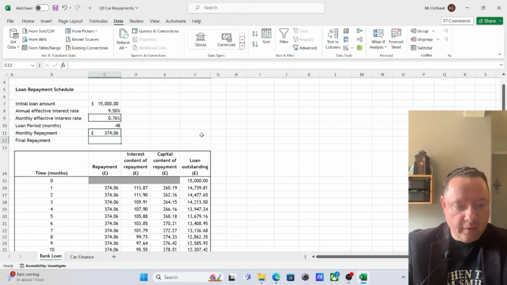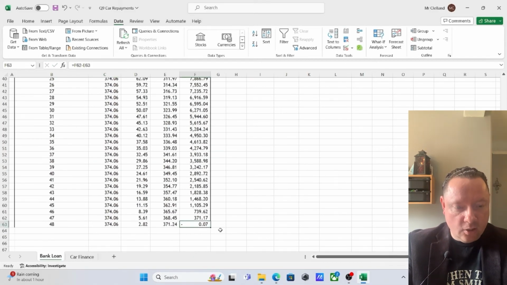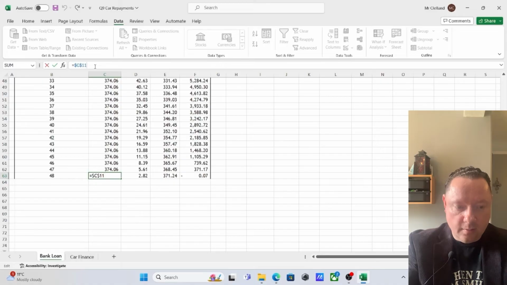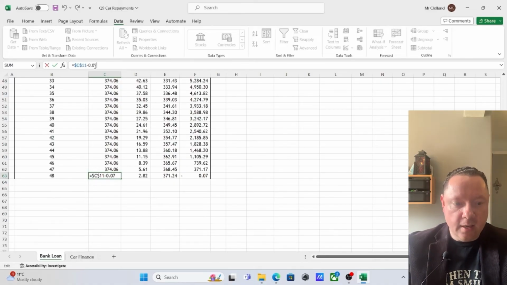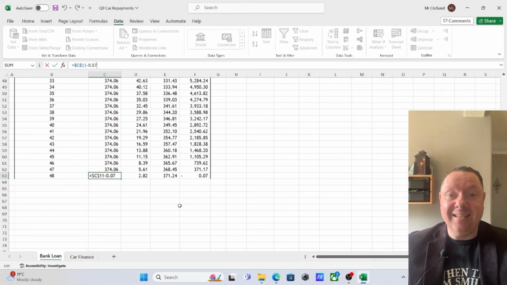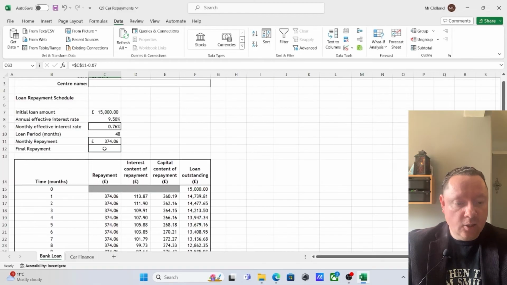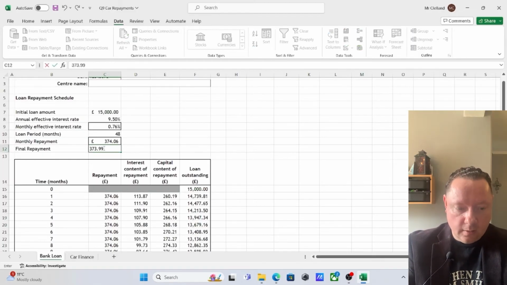Now it will change everything except there'll be an extra or a little bit less here. So to adjust for that, click this box, check what that says, minus 0.07. So click minus 0.07. If it's a positive number here, put add instead, press enter. You'll notice that now jumps to 0 and you've got a final repayment amount of 373.99. So you can just put that in this box.